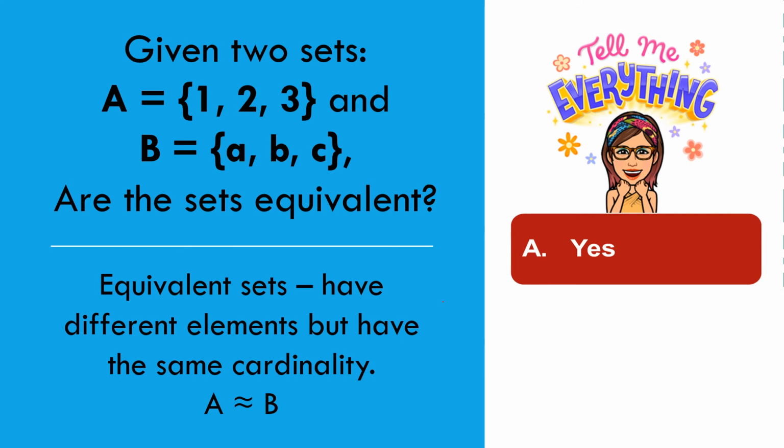For set A, the elements are 1, 2, 3. If we count the elements in it, we have 3 elements. Same goes with set B. The elements are A, B, C. If we count the elements in it, A is 1, B is 2, C is 3, so 3 elements. So the same cardinality. They have the same number of elements. So this is the notation for equivalent sets. A is equivalent to B.